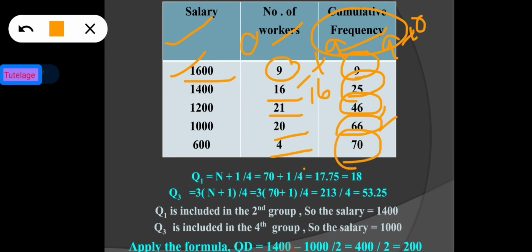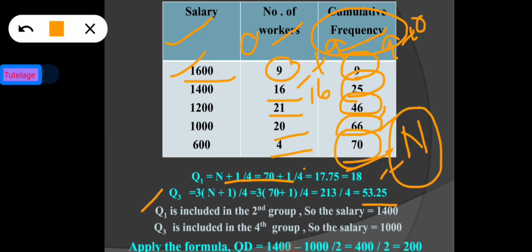So the cumulative frequency of the last class is 70, which is equal to n. Okay, so n is 70. We have already told the formula of Q1 and Q3. So Q1 is equal to n plus 1 by 4. So 70 plus 1 by 4, that means 17.75, which is approximately 18. And Q3 is equal to 3 into n plus 1 by 4. So that means 17.75 into 3, that means 53.25. Clear? So Q1 is included in which group?